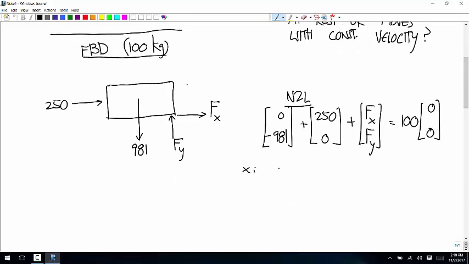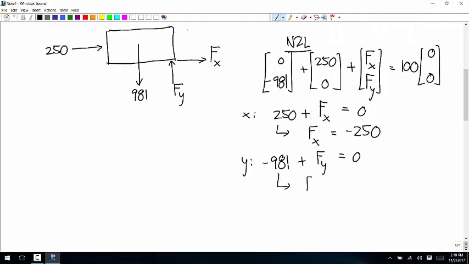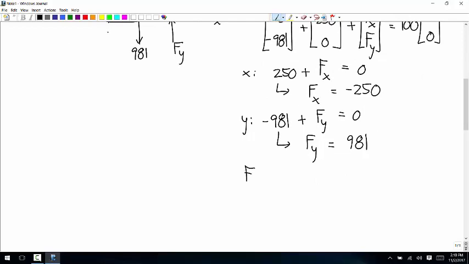So the x equation says 250 plus Fx is equal to 0. So Fx is equal to 250. And the y equation says negative 981 plus Fy is equal to 0. So Fy is equal to positive 981. And all that together says that the force that's applied to the box by the floor has an x component of negative 250 and a y component of 981.